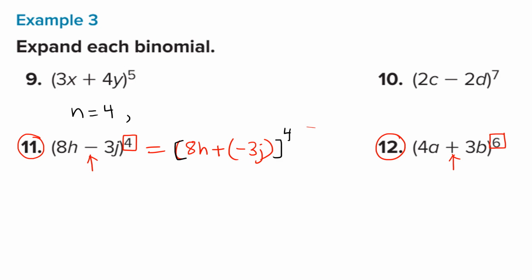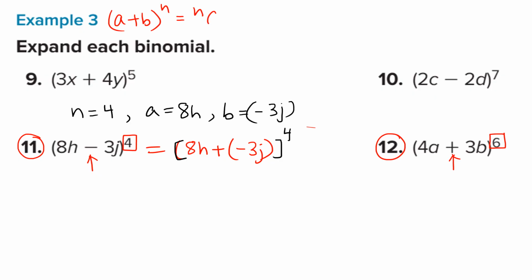4. What is the value of a, the first term? 8h. What is the value of b, the second term? Minus 3j. So let's put it in the formula for binomial expansion. I'm writing one more time. So nC0 we start, then nC1, nC2, like that.